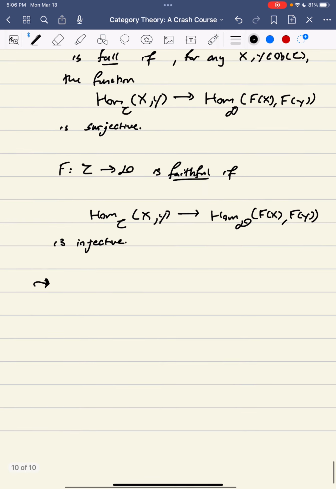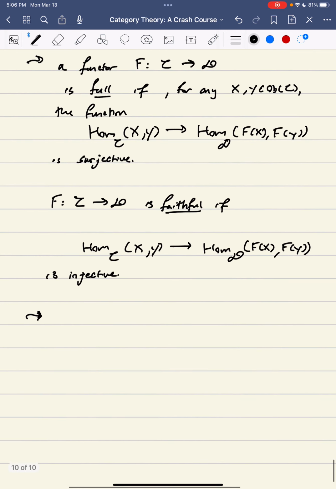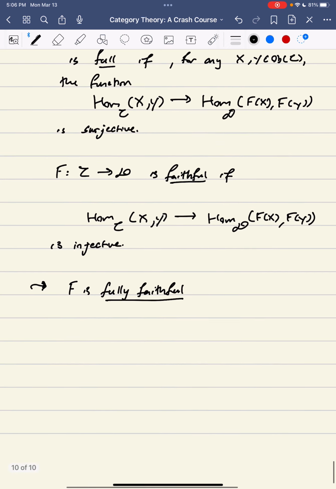So like we have injective, surjective, and bijective for sets, we have full, faithful, and fully faithful. There's no new word here. F is fully faithful if the same map is a bijection.